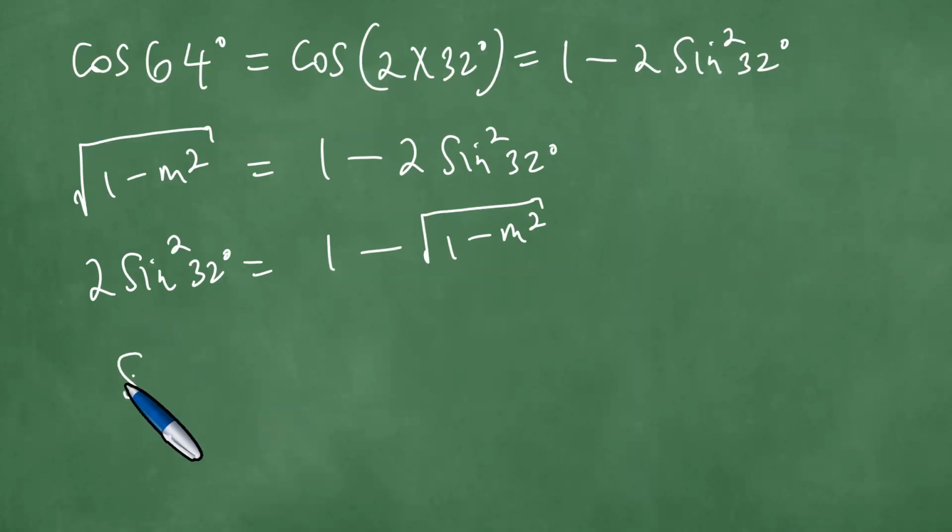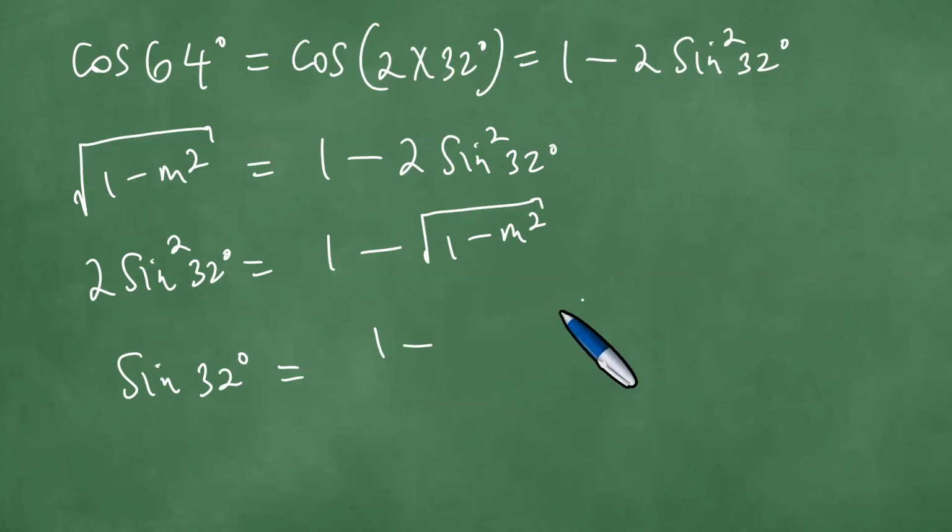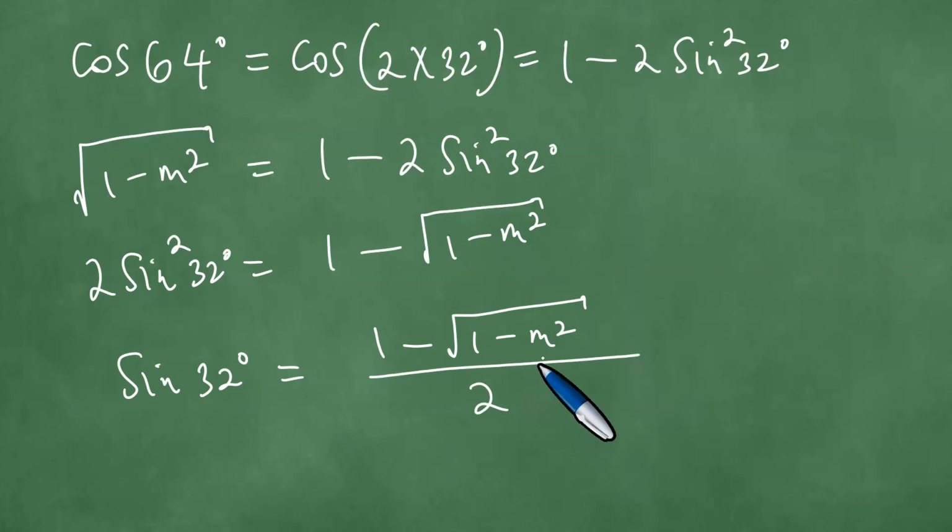Right, upon further examination, we proceed to find the sine of 32 degrees. And we divide by 2 and apply the big square root. Right, so if we divide by 2 and we apply the giant square root, we obtain the following. So this is exactly the square root of 1 minus the square root of 1 minus m squared, divided by 2. And we have this. Okay.